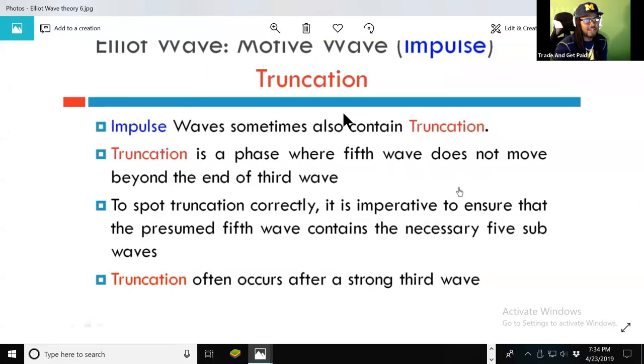All right, now this just kind of explains the truncation I talked about. The impulsive wave sometimes also contains truncations. Truncation is the phase where the fifth wave does not move beyond the end of the third wave, right? It doesn't make a higher high. Spotting truncation correctly is imperative to ensure that the presumed fifth wave contains the necessary sub five waves.